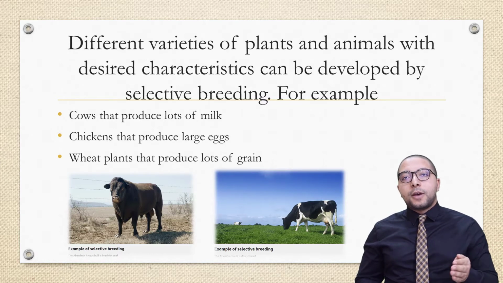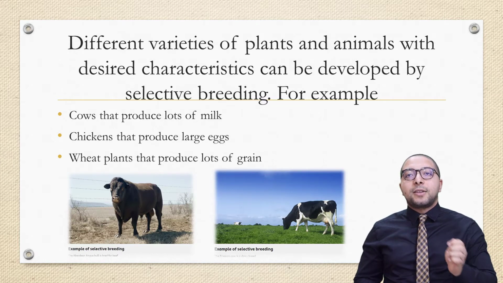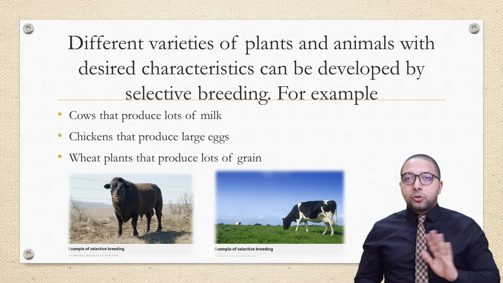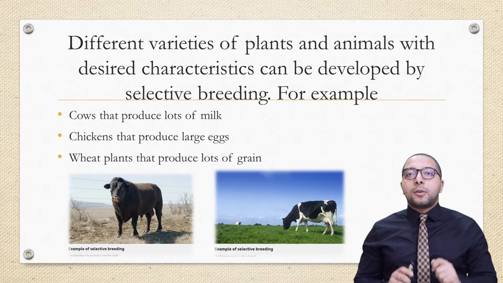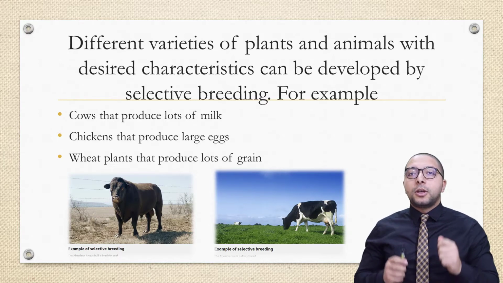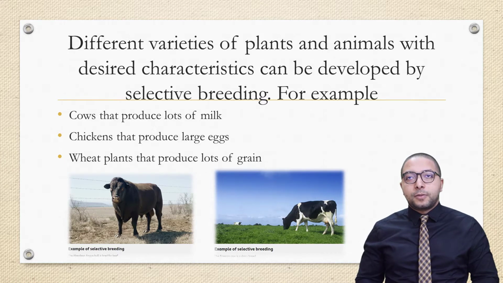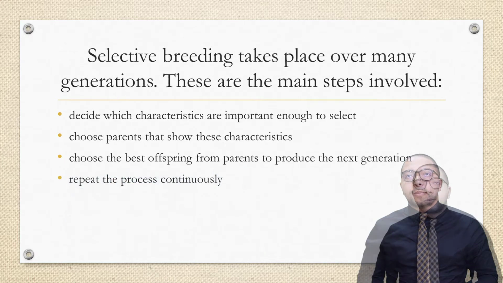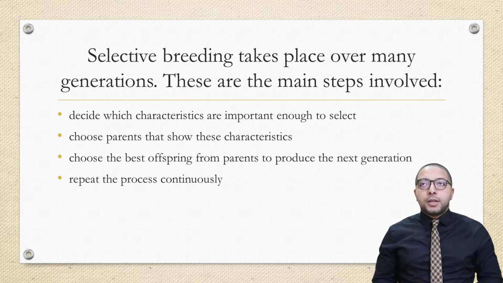All of these have taken place through selective breeding. Here I'm not talking about natural selection, I'm not talking about something which was made with the help of nature, but I'm talking about something that was supported by humans. Okay, so selective breeding takes place over many generations.